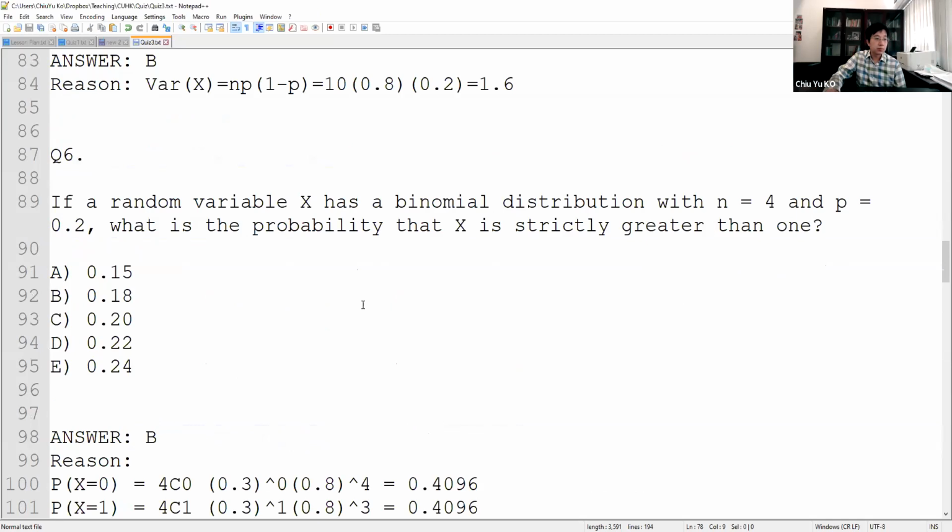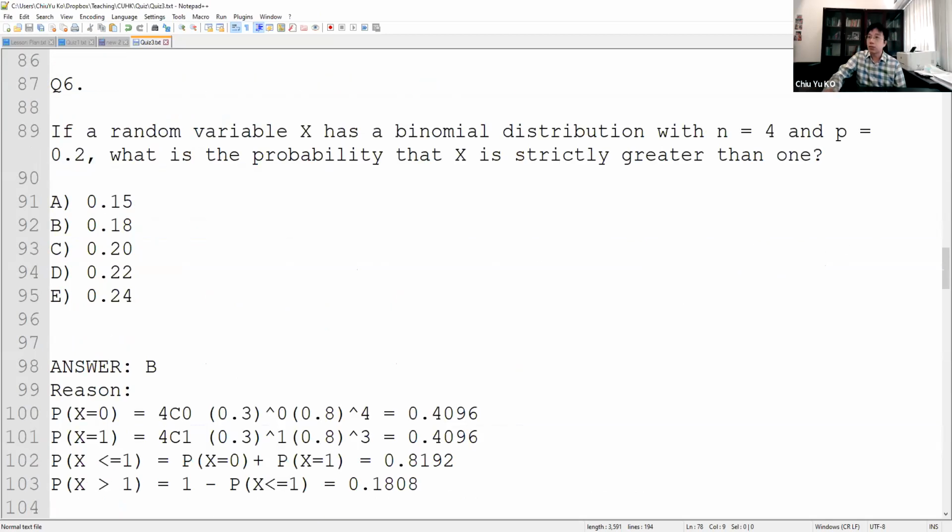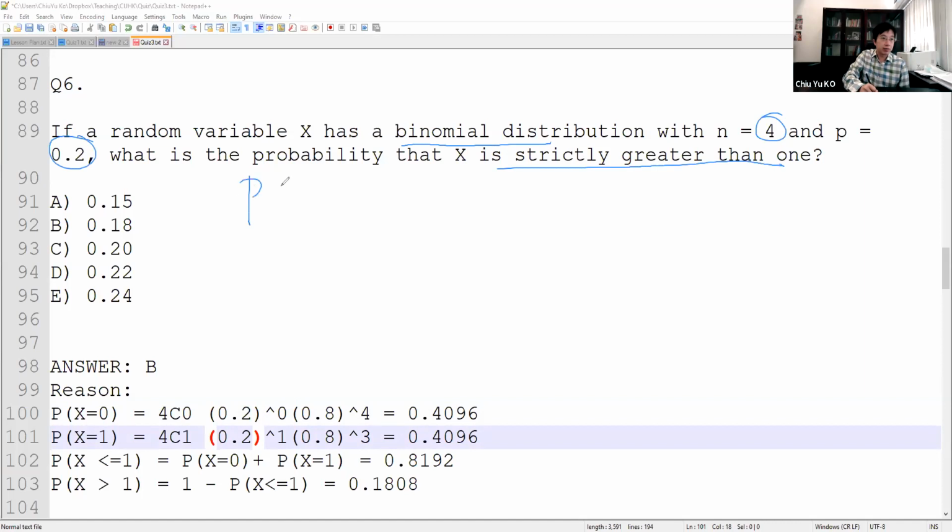The next question would be the following. Someone asked me whether there's a typo. Oh yes, there's a typo in the answer. It should be 0.2. So X has a binomial distribution with n equal to 4 and p equal to 0.2. We're asking for strictly greater than 1, so the probability that X is bigger than 1. We know it's going to be 1 minus the probability that X is less than or equal to 1. Let's calculate this.